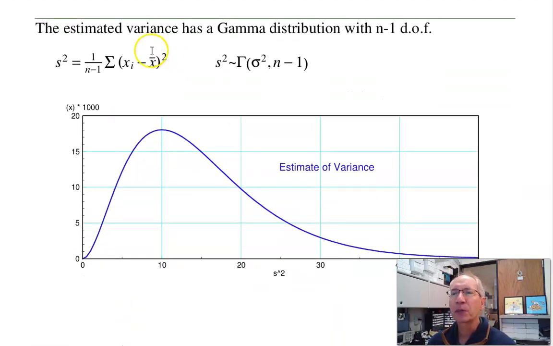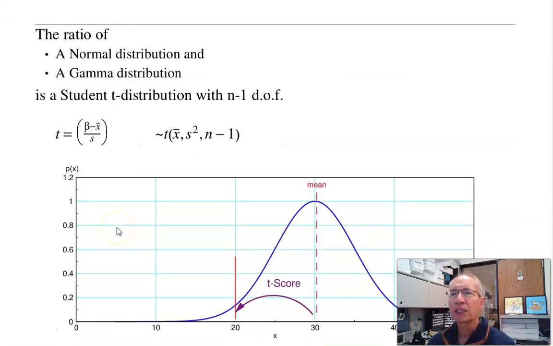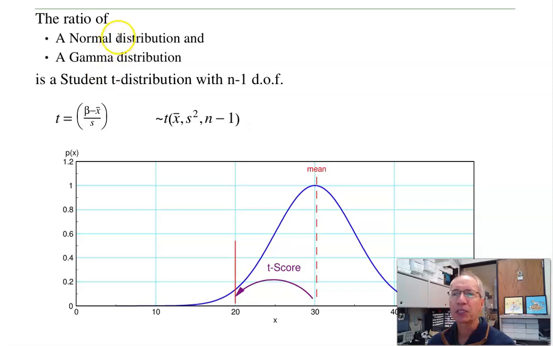If I estimate the population's variance, that's this calculation, the distance to the sample's mean squared divided by n minus 1, that has a gamma distribution. Again, it looks kind of like this. Typical for gamma, I can't go negative. If I take the ratio of a normal distribution to a gamma distribution, I get a student t distribution. That's what we did the last couple of lectures.